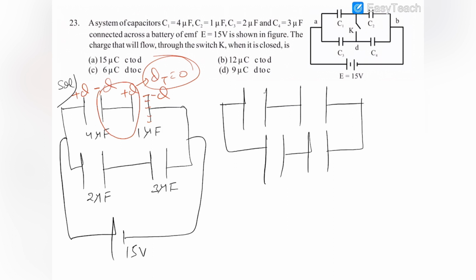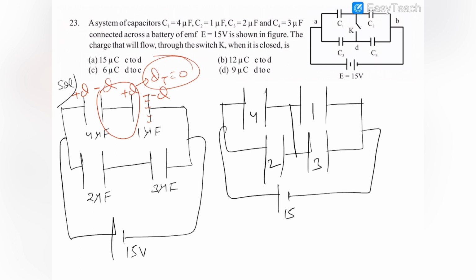Like that. Okay. And these are in parallel. Now switch is closed. So you can see that this is 4, this is 2, this is 1, and this is 3. So you can see that 4 and 2 in parallel would be equal to 6, and 1 and 3 in parallel would be equal to 4. And we have to apply a potential of 15 volts.